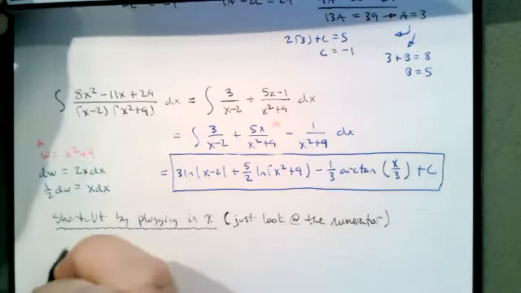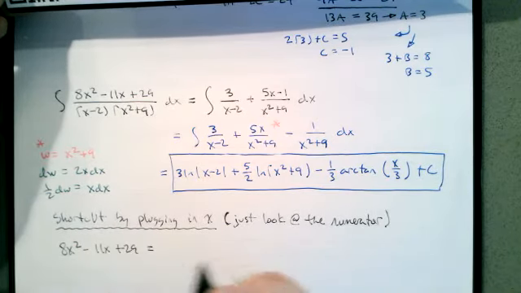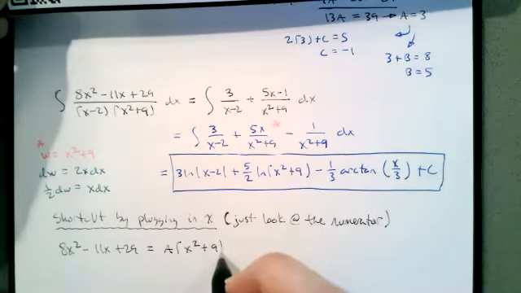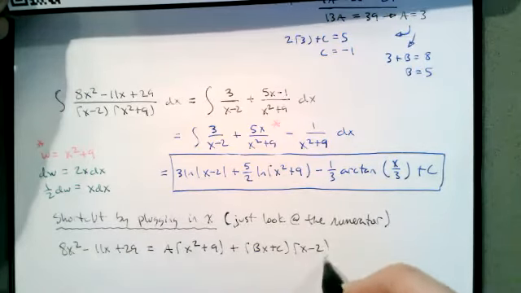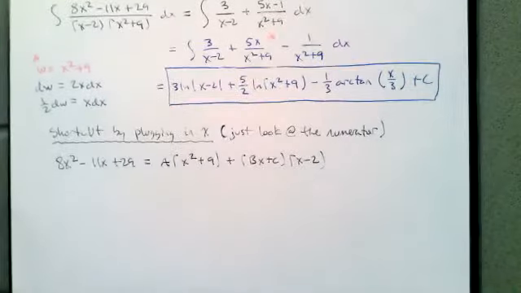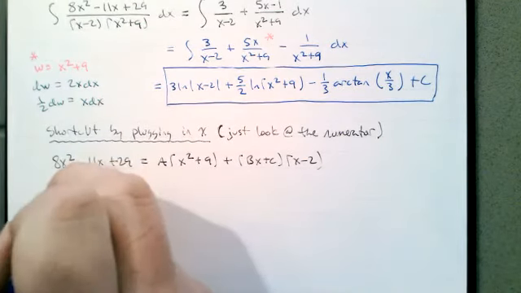We're just going to look at the numerator, and we have 8x squared minus 11x plus 29 is equal to, and I'm just going to look at the one where I haven't multiplied things out yet. A times x squared plus 9 plus bx plus c times x minus 2. So we're trying to find a, b, and c that make this true for all the values of x, except of course for x equals 2, because that would make our denominator 0, and we can't have that. But we're totally going to cheat, because if we just look at the numerators and pretend that the denominators aren't there, I'm going to pick a value for x. I'm going to choose x to be 2. So I'm going to say x equals 2.